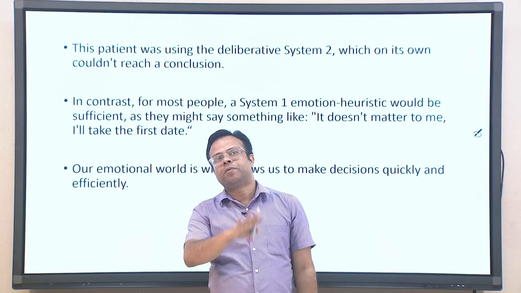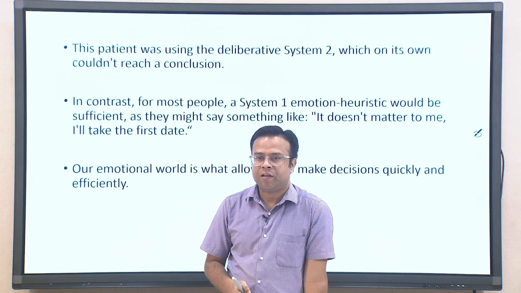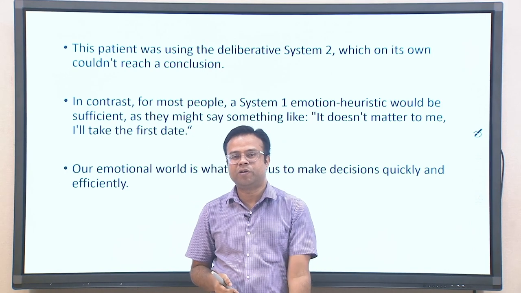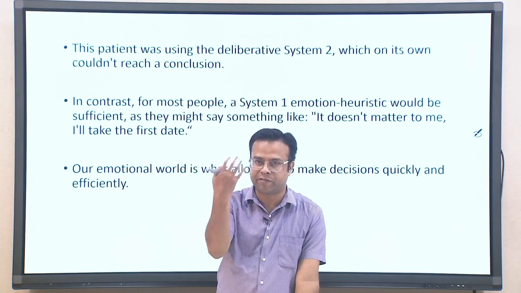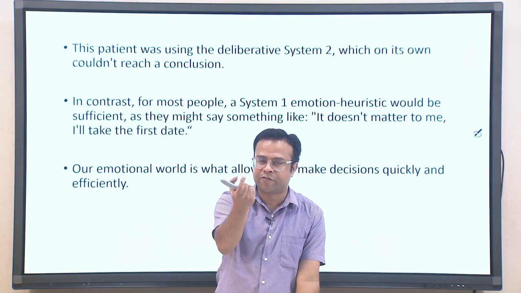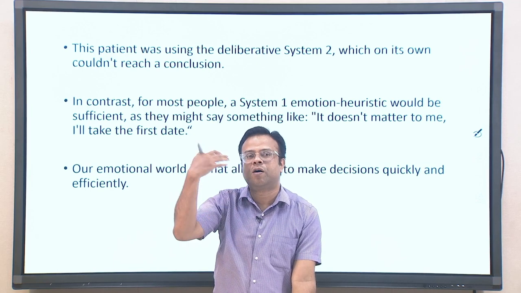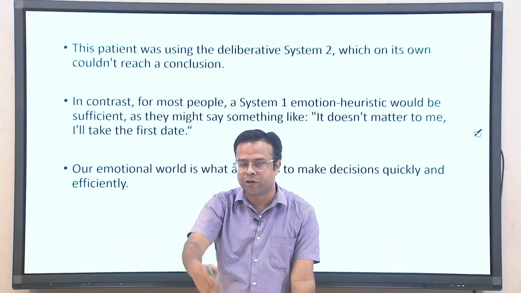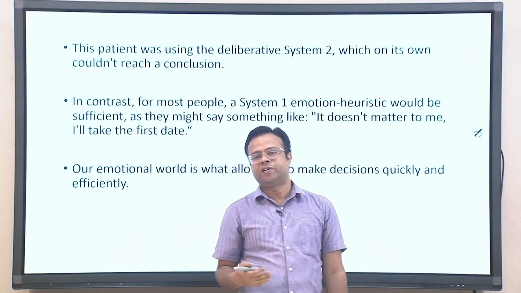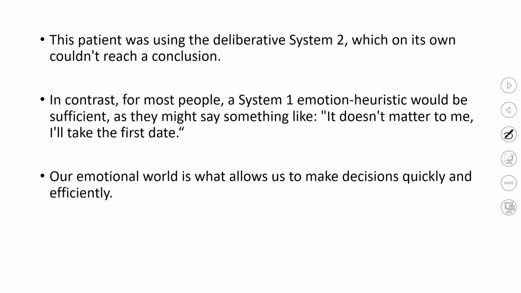In contrast, normal people in such a situation may use just system 1, the emotion heuristic, and they might just say it does not matter to me, I will take the first date, whatever is available. So, people can take this kind of decision very quickly. But for this patient, it was not possible because he was not able to use his emotion as a guide to making decisions. So, our emotional world is what allows us to make decisions quickly and efficiently, at least as this theory and research show.